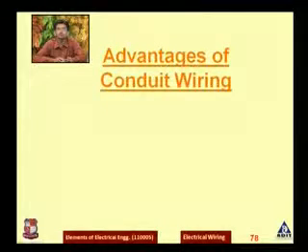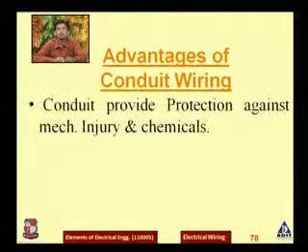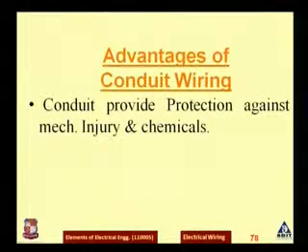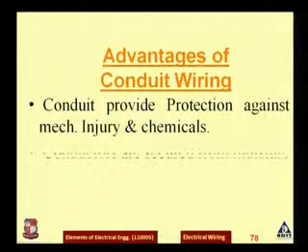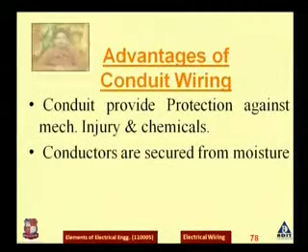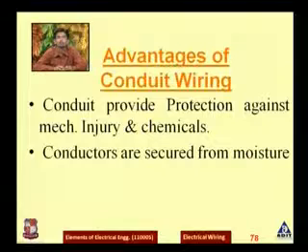The advantages of the conduit wiring system are that the conduit will provide protection against mechanical injury and chemicals. The conductors are secure from moisture, as we are using the conduit around the conductors. So what will happen is that it will not get moisture from the atmosphere. So this is the major advantage of conduit wiring.